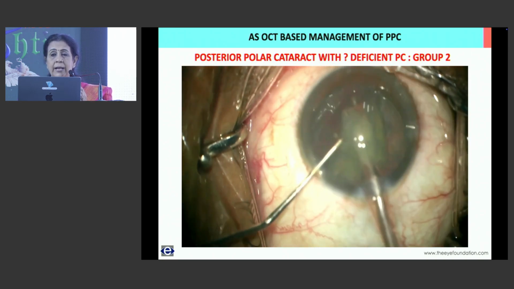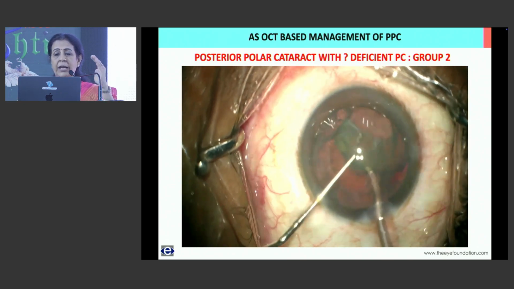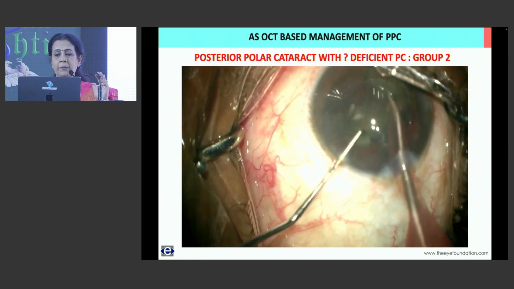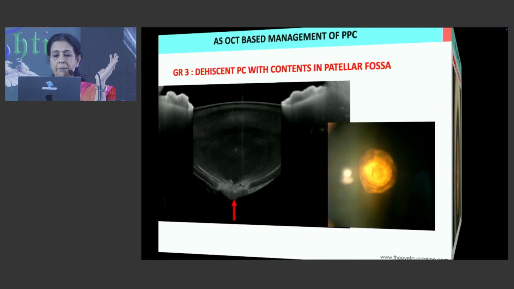But all the time when I remove my instrument, I would inject viscoelastic. I would not want to have any change in the hydrostatic pressure in the posterior capsule. I will keep my phacoprobe in the center and complete the case.